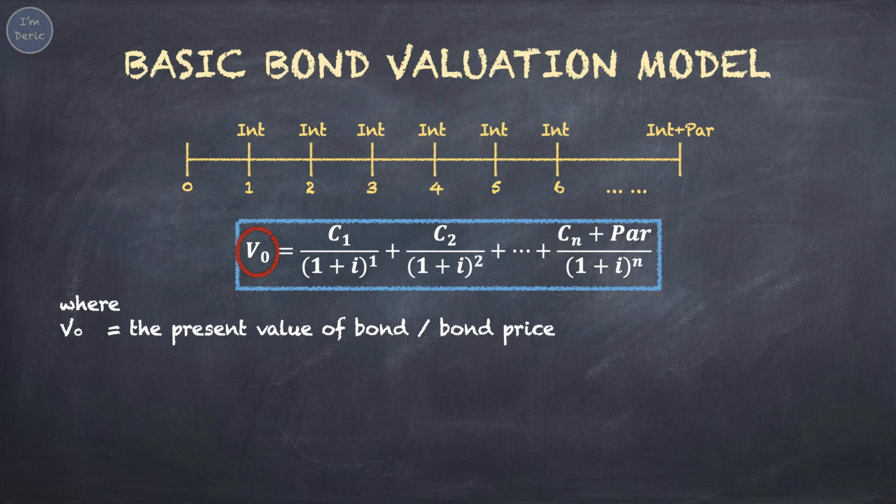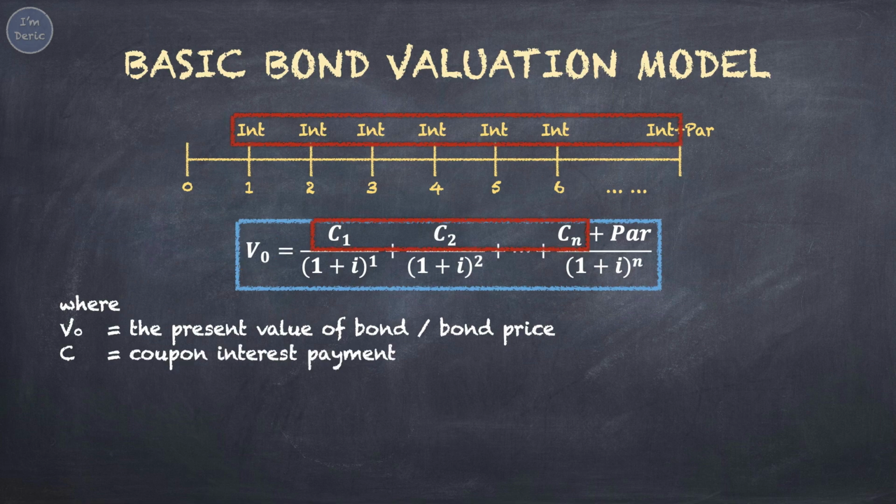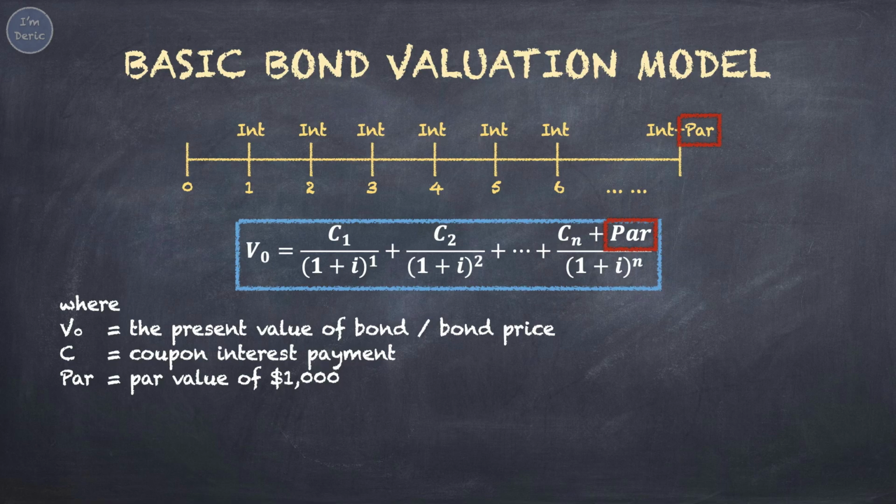V0 is the bond price. Here we have to include two components. The first is coupon interest payment. The second is the par value or the principal value of a bond, which is usually equal to $1,000.